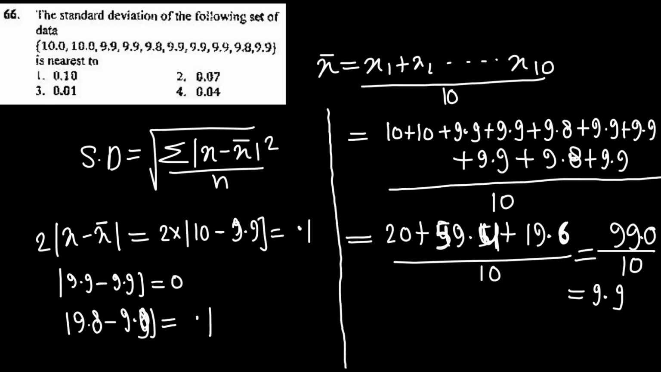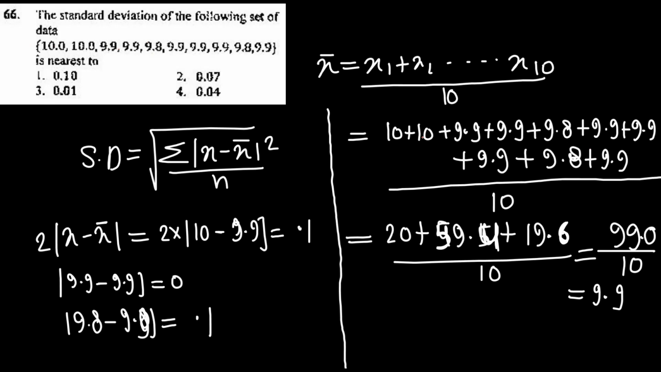The next question is on standard deviation. The formula for standard deviation is the summation of mod x minus x bar whole square divided by n. And the values given to you, there are 10 numbers. X bar is the average of the given numbers and n is the total number of data points. How many data points? n is 10 over here. So first we will take the average of the given numbers. Okay. The numbers are repeating.